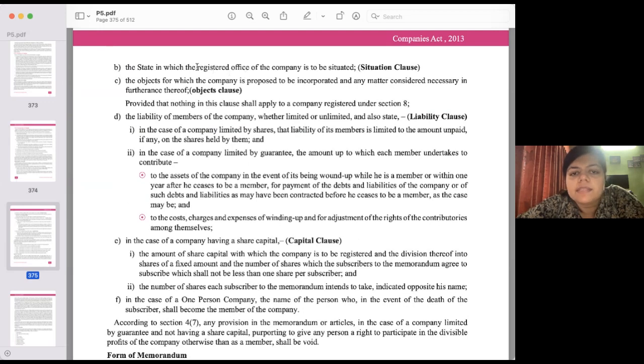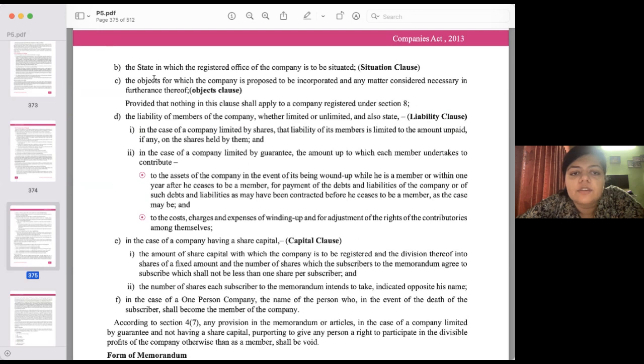So a registered office is very important. It may not be that every registered office of a company is its place of business. It can differ, but nonetheless, there has to be a registered office of a company.